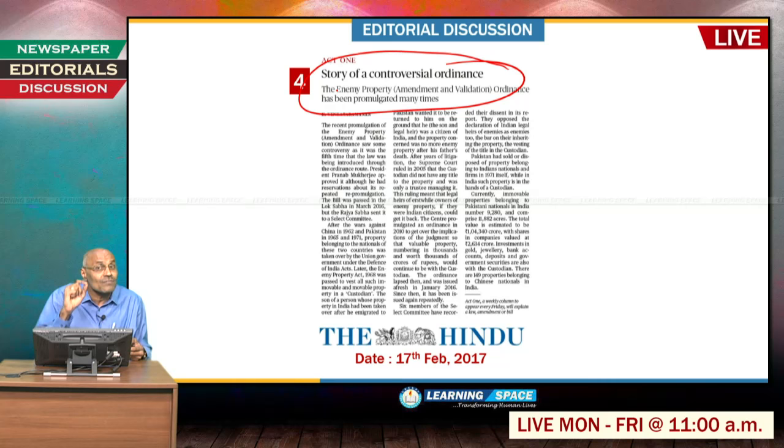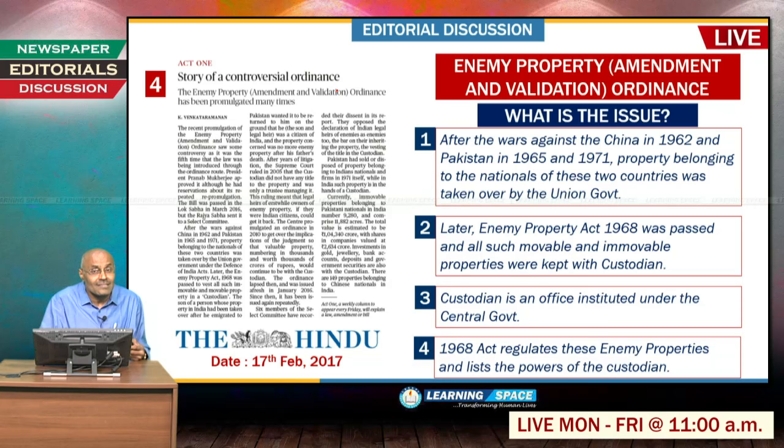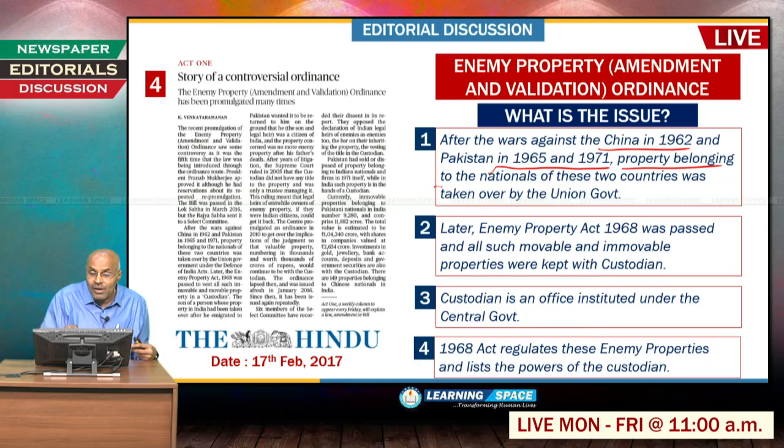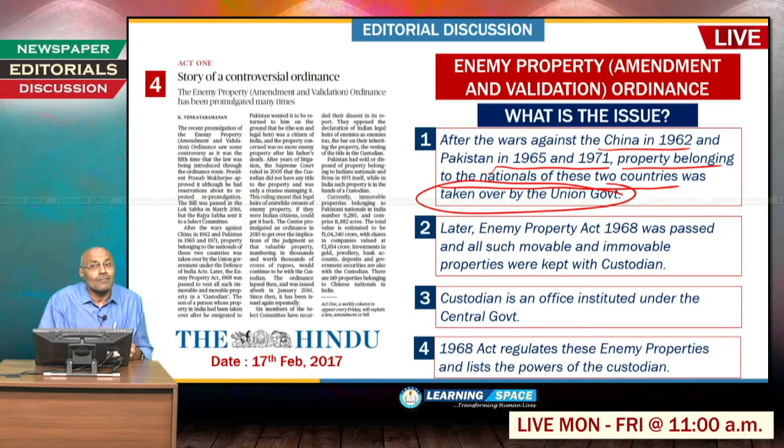And under these circumstances, we are going to deliberate what is the exact meaning of enemy property. Please look into this. All of you are familiar with the wars with China in 1962, then Pakistan in 1965 and 1971, and at that time some people migrated to China and Pakistan. The people who migrated left a lot of property here. This property belonging to the nationals of these two countries was taken over by the Union government, and subsequently the Enemy Property Act 1968 was passed.